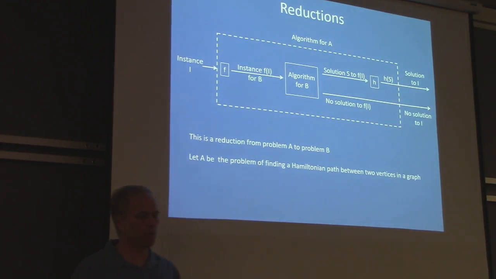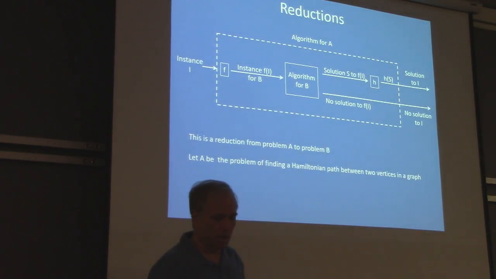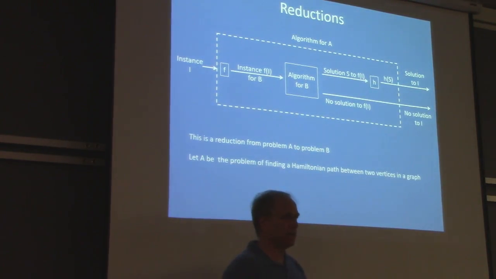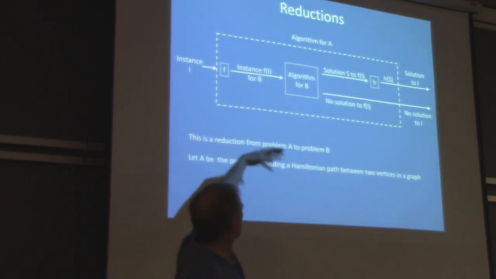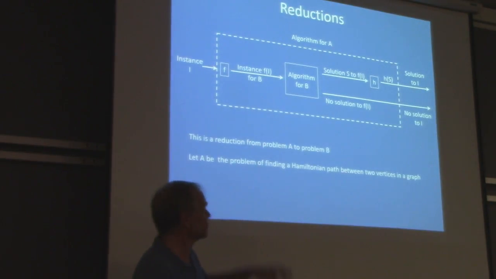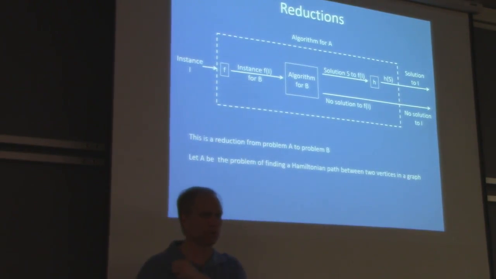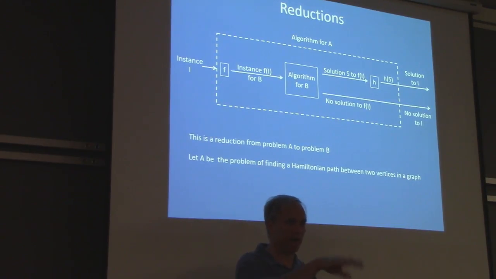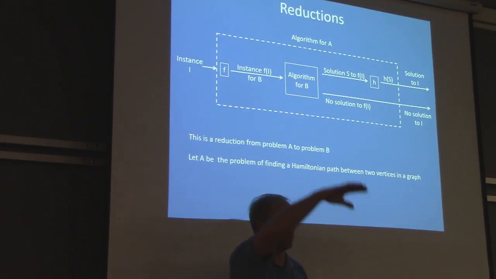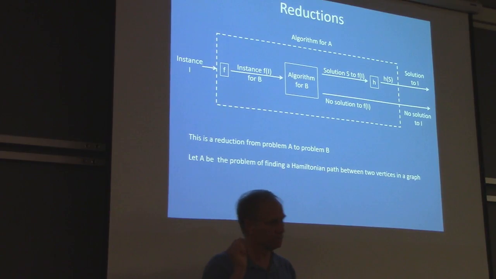So let A be the problem of finding a Hamiltonian path between two vertices in a graph. The instance I intended for A would be a graph. And what we want to see come out the back end is a Hamiltonian path. Well, actually, I need to be more specific. We're interested in specific vertices, and so the input would be a graph and two vertices in the graph. The output would be a Hamiltonian path between the two vertices, i.e. one that visits every vertex. It doesn't close the cycle.